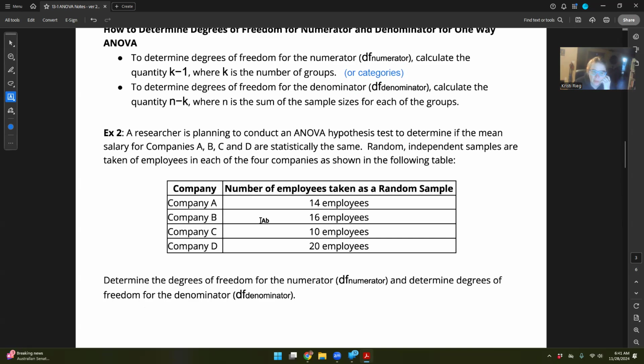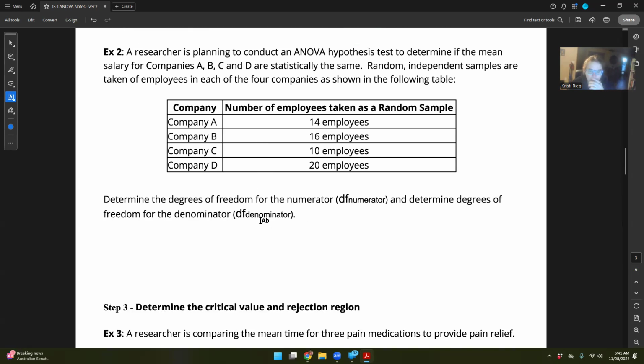So for this first problem, we need the degrees of freedom for the numerator and the degrees of freedom for the denominator. First we need to know k and we need to know n. Okay, so k is the number of categories. I look up here, and categories can go down or across, it just depends on how the table is displayed. This one is going down. I have 4 companies, A, B, C, and D. I could see it here, or I could see it here, 4 companies. So k is equal to 4.